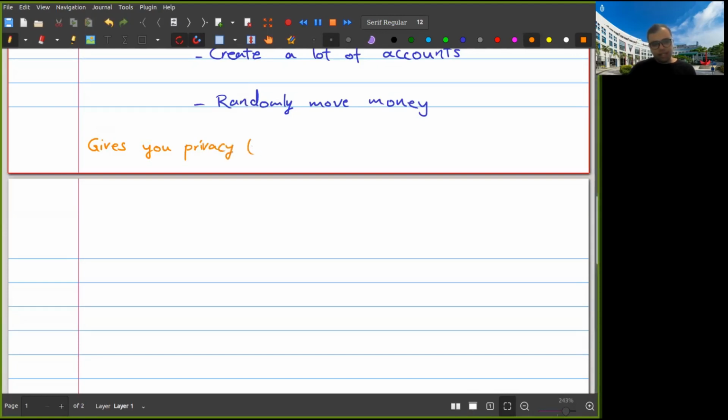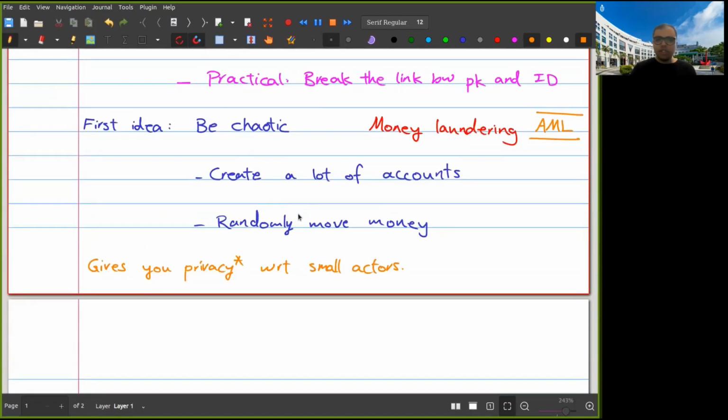And this is like a privacy with a huge asterisk. So gives you privacy with respect to, let's say, small actors. But it doesn't really give you privacy with respect to more sophisticated people or governments who can actually figure out how to follow the flow of this money. And they have a bunch of machine learning algorithms that figure out which one of the accounts are actually yours and which ones aren't yours with very good performance.